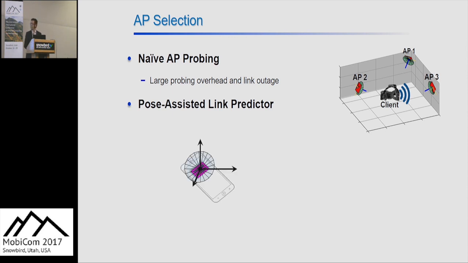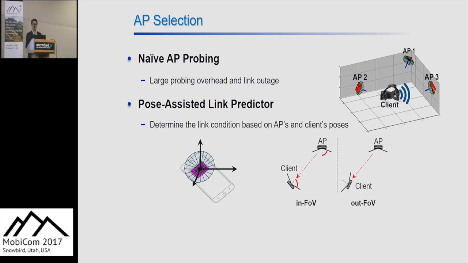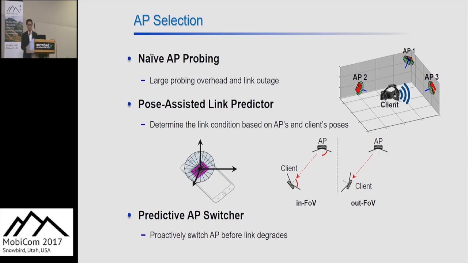To do so, we first model the FOV of the phased array antennas like above. Then based on their pose information, we determine whether the client and AP fall in each other's FOV or not. If so, we consider the link good enough for high-speed transmission. To prevent the link from outage, we also predict the client's pose in the near future, and based on the predicted pose, we determine which AP the client should connect to and when.